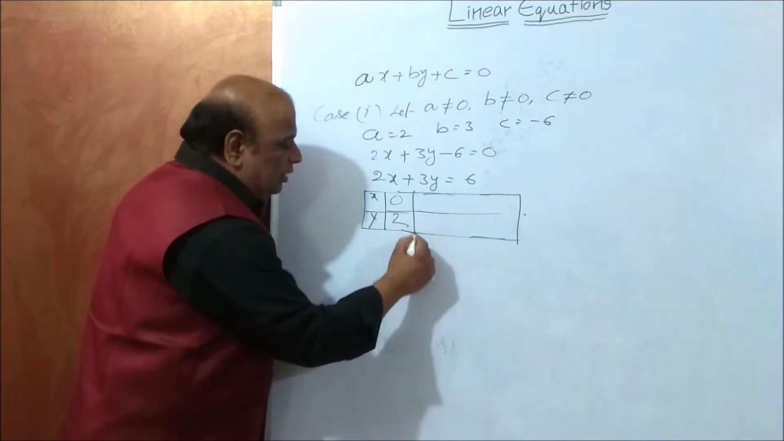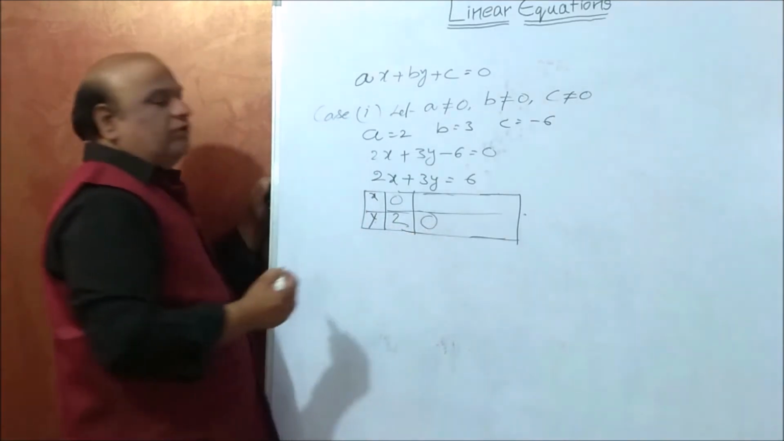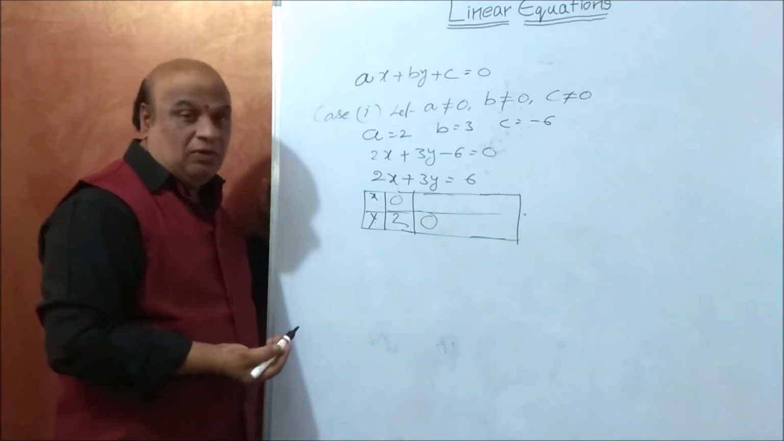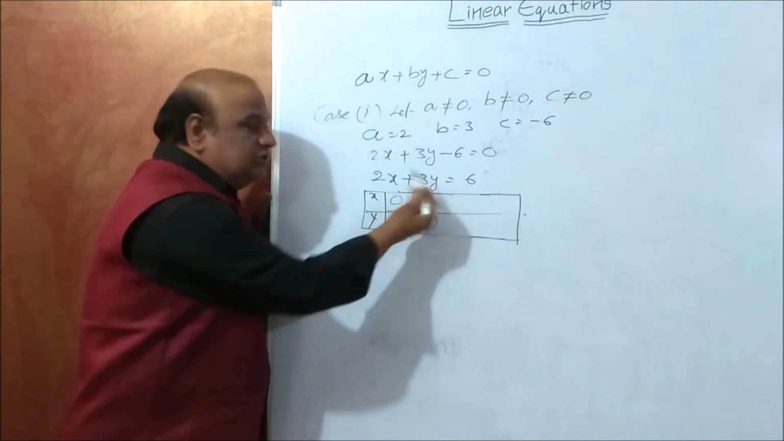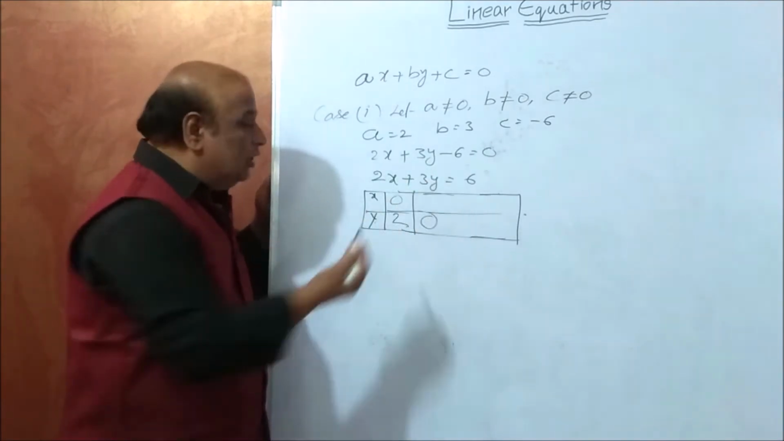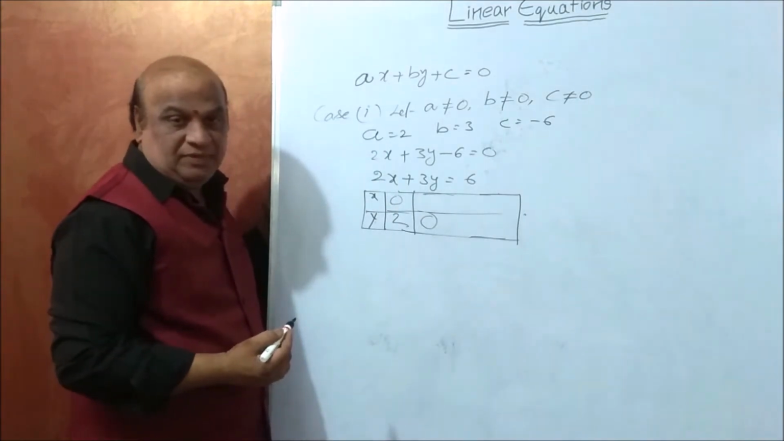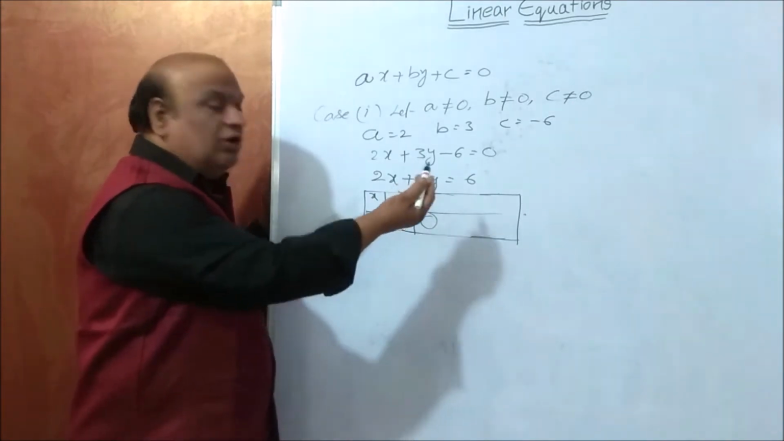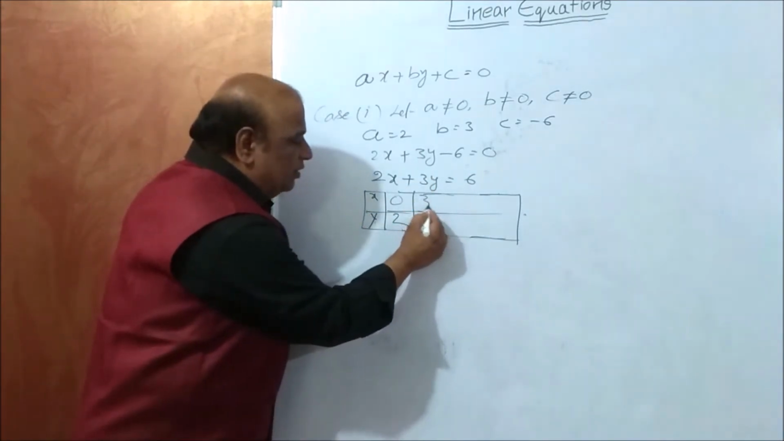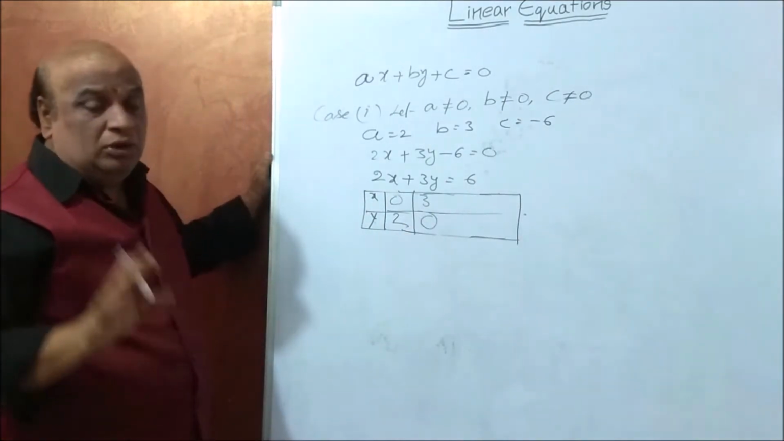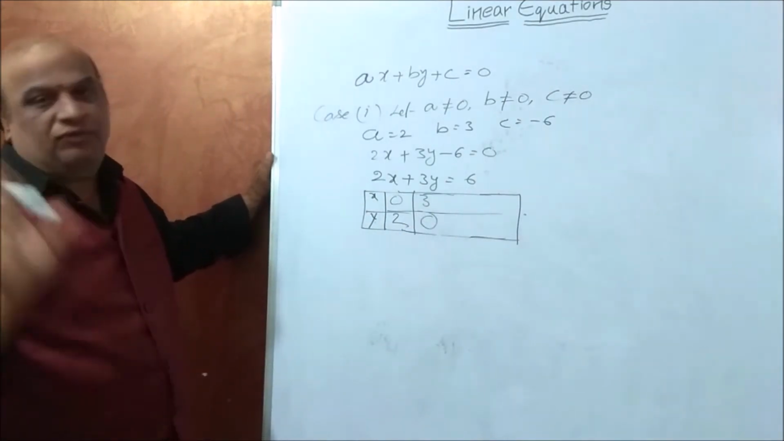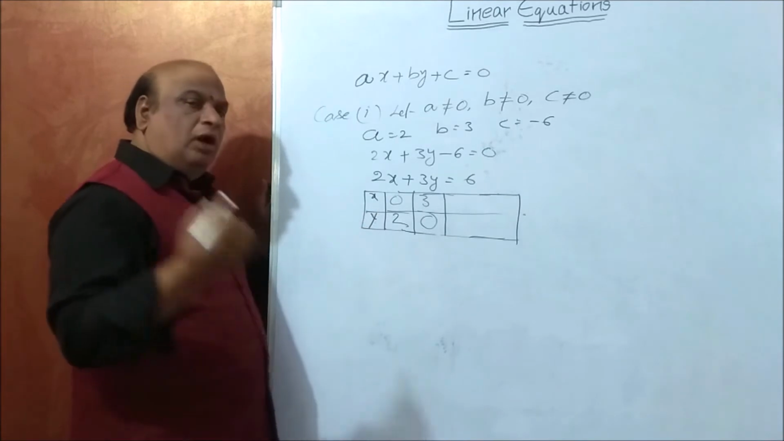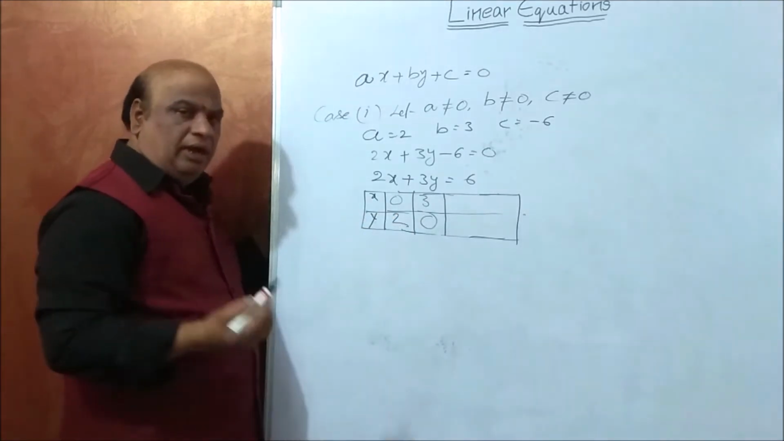And next, you take y is equal to 0. What is the value of x now? If you substitute y is equal to 0, the equation becomes 2x is equal to 6. So x is equal to 6 by 2, that is 3. If you want to draw a line, 2 points are enough according to Euclid's rule.